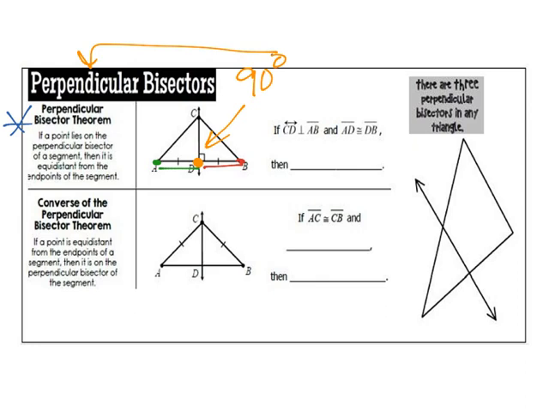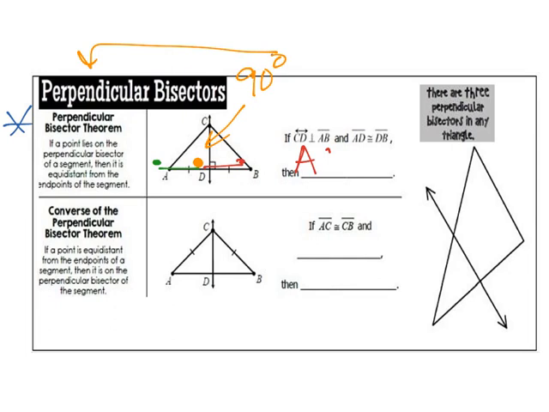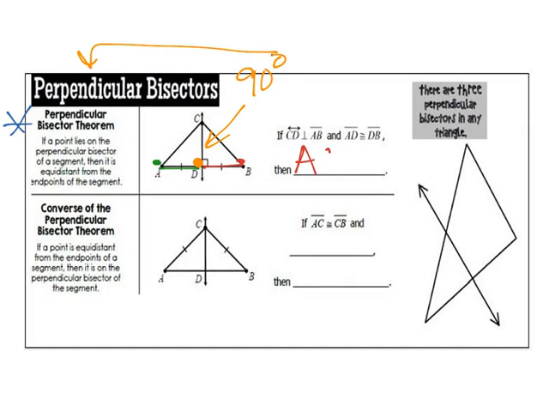And if this holds true, then this is what happens. AC is congruent to BC. Okay, so that means this side and this side would also be congruent. Okay, let's take the next one here.